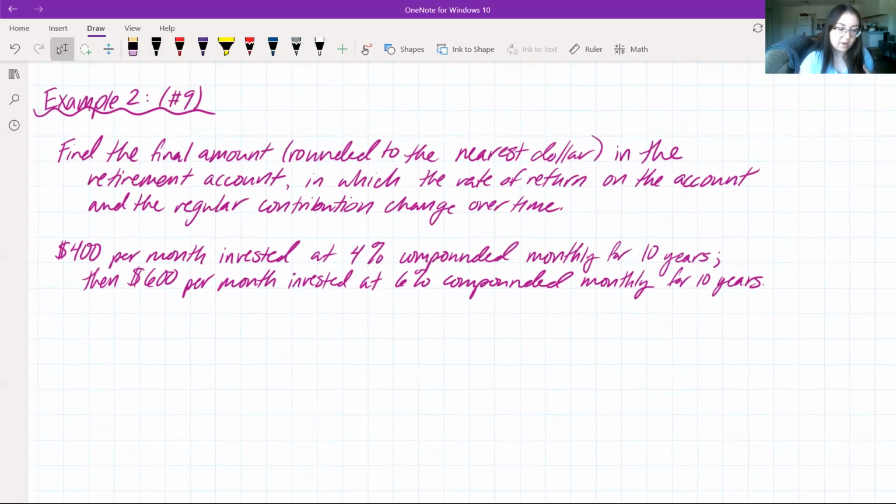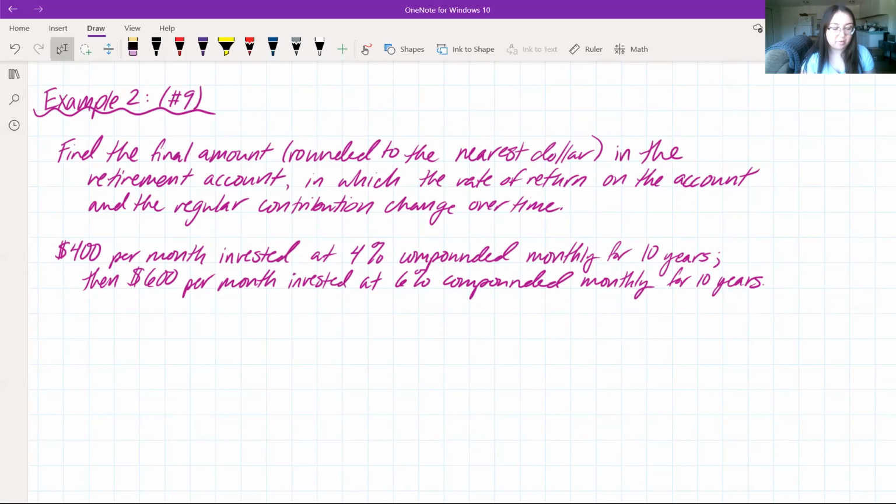All right, now for example 2, which is going to be number 9 in your book, we want to find the final amount rounded to the nearest dollar in the retirement account in which the rate of return on the account and the regular contribution change over time. So this just means that we're going to start with a certain value and maybe interest, and then it's going to change at some point to maybe a different value with a different interest rate.